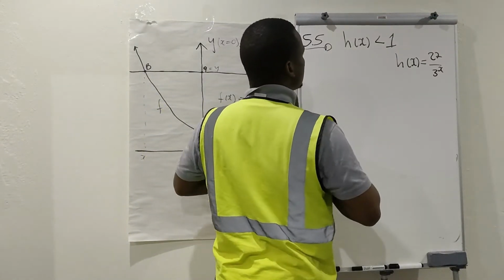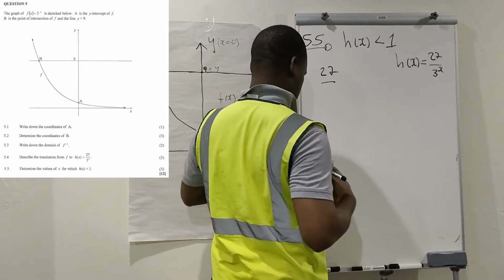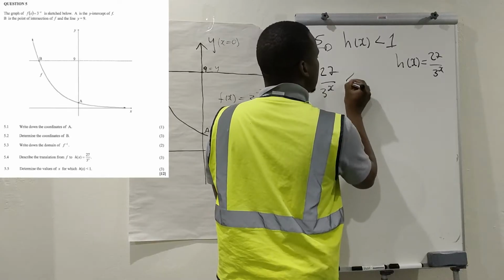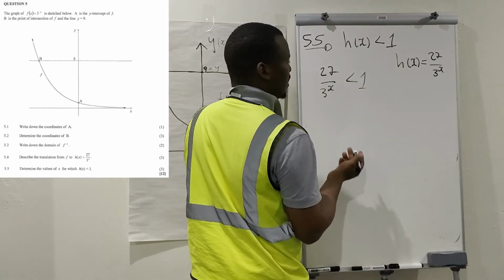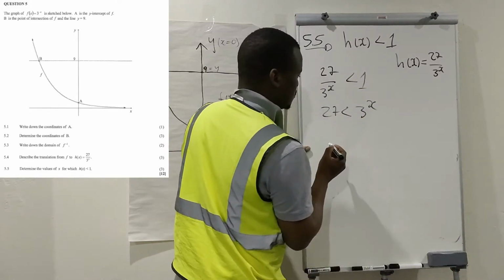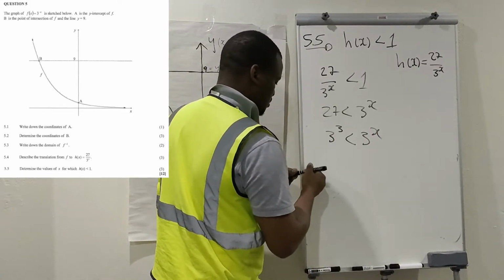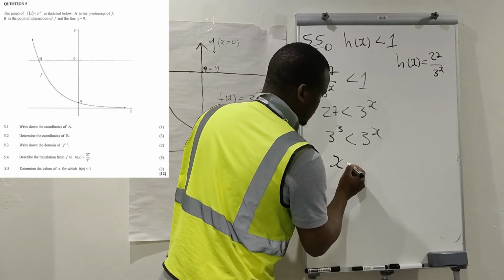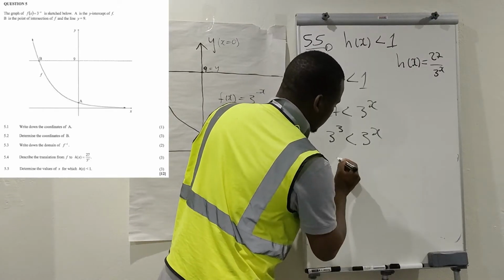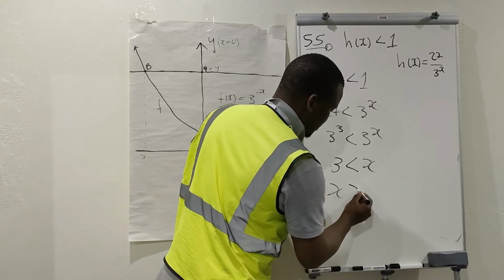So substitute your h of x there: 27 over 3 raised to x is less than 1. Solve like normal. Cross multiply: 27 is less than 3 raised to x. 3 cubed is less than 3 raised to x. So you drop the bases, and your 3 should be less than x, or your x should be greater than 3.